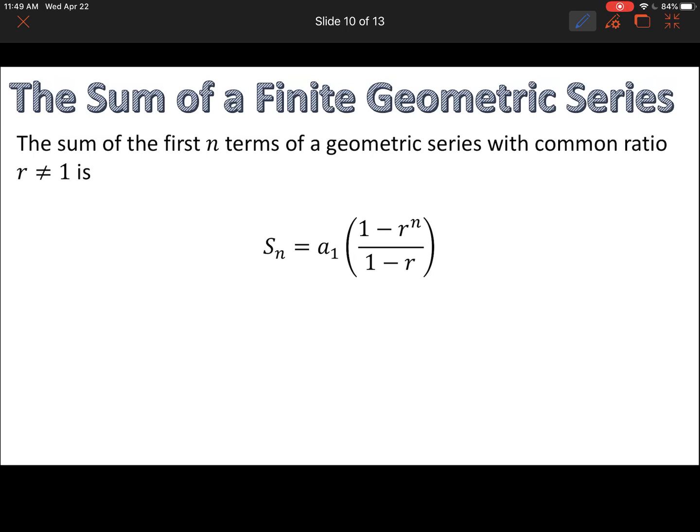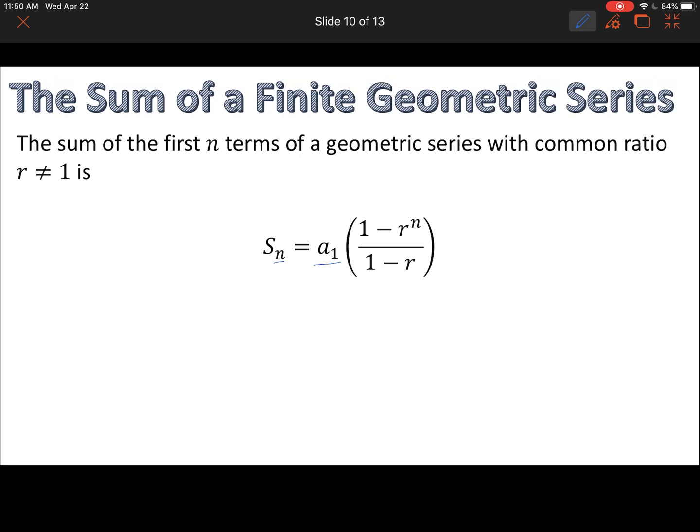All right, and the last thing you have to learn here is how to find the sum of a finite geometric series. So you learned the formula for arithmetic, which was S sub n equals n over 2 times the first term plus the last term. This one is different, but it's just a formula that we're going to follow. The sum of n terms is equal to the first term times 1 minus the common ratio raised to the n value, over 1 minus the common ratio.